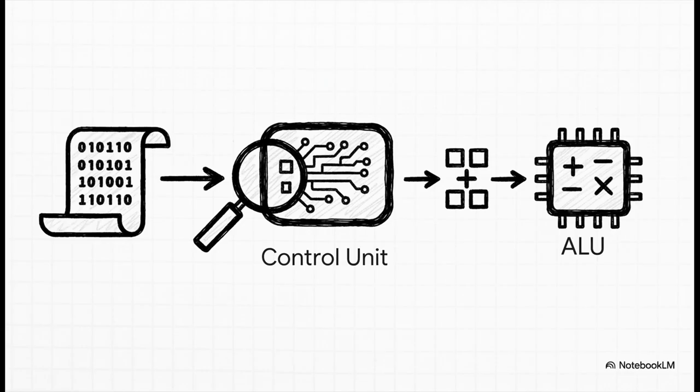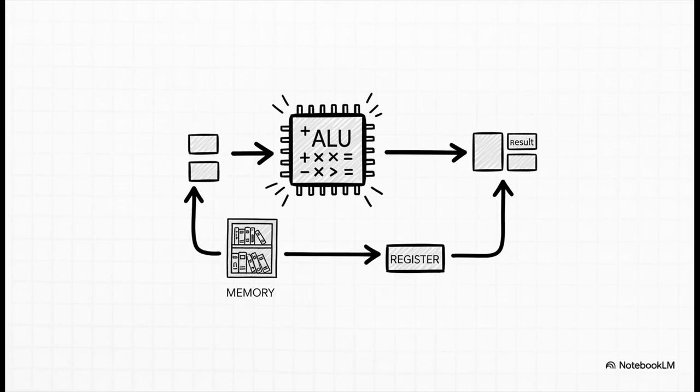And finally, we get to the fun part: execute. This is where the action happens. The ALU gets the translated command and just does it. Maybe it adds two numbers, maybe it compares some data. Once it's done, the result gets stored, either in a super fast, temporary little cubby right there on the CPU called a register, or it gets sent all the way back to the main memory library.